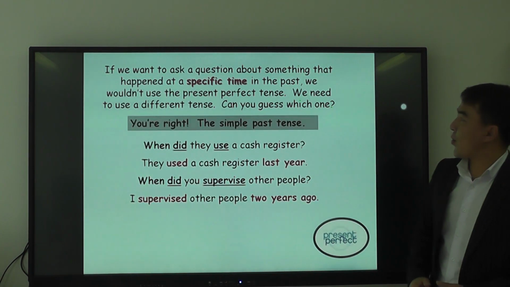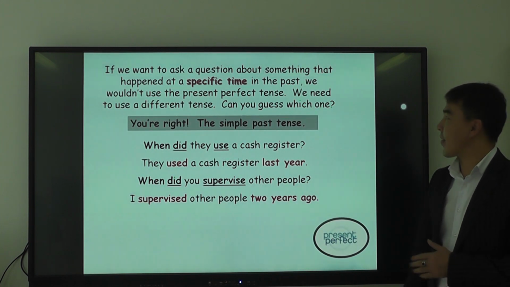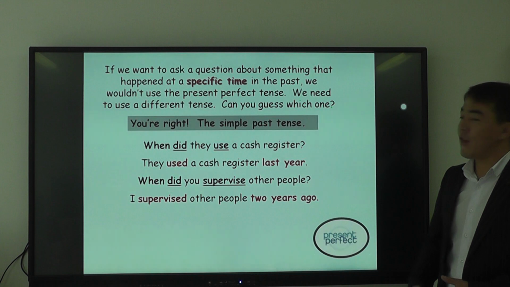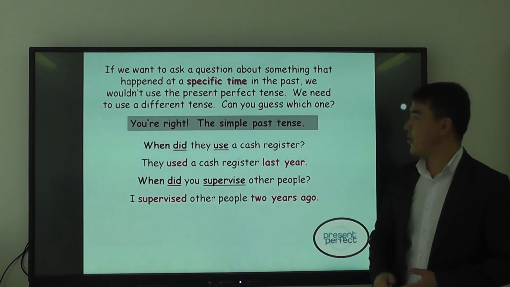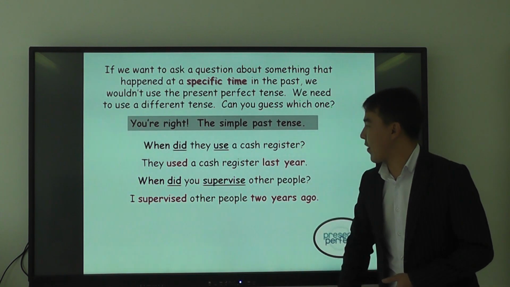If you want to ask a question about something that happened at a specific time in the past, we wouldn't use the present perfect tense. We need to use a different tense. Can you guess which one? You are right, the simple past tense.